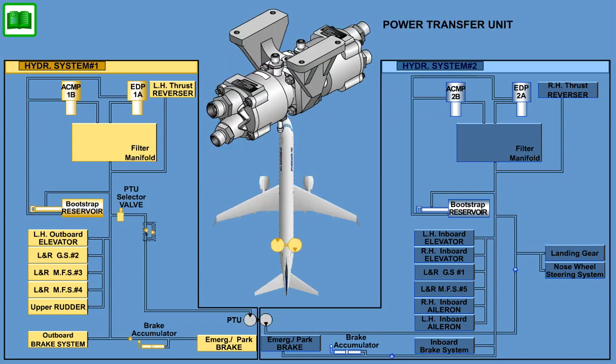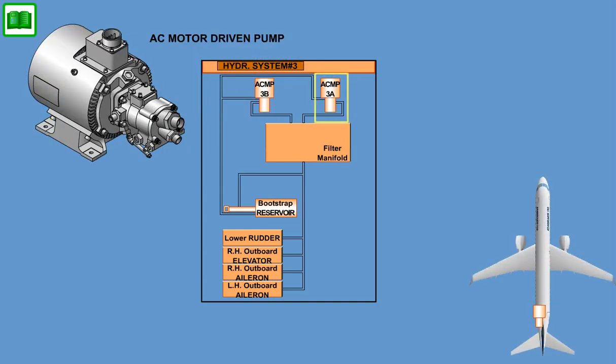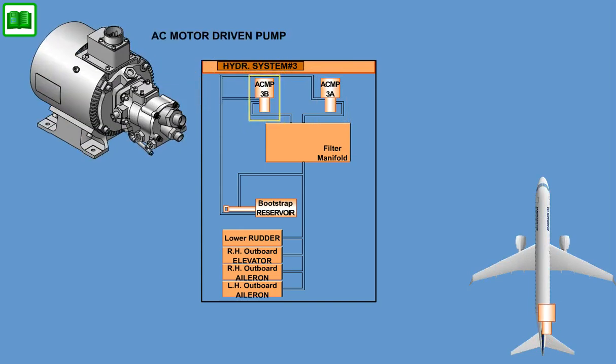A power transfer unit is installed between the two systems to transfer hydraulic power from System 1 to System 2 without mixing fluid between the systems. This is used for landing gear retraction and extension in the event of an engine or EDP failure. System 3 is powered by an AC motor-driven pump and uses an additional ACMP as a backup.